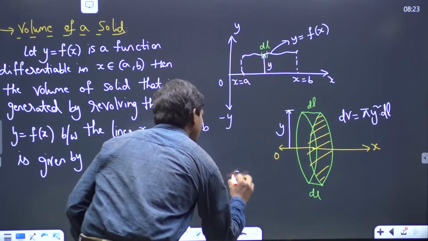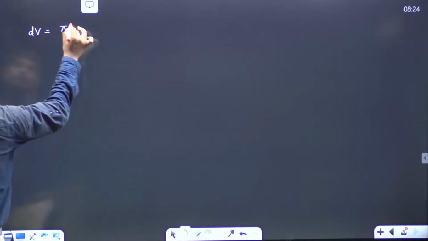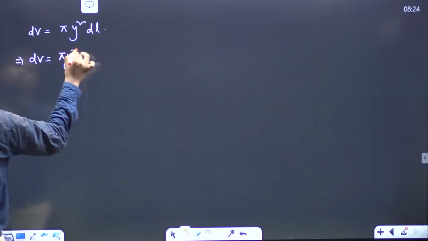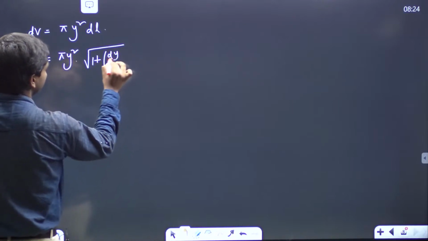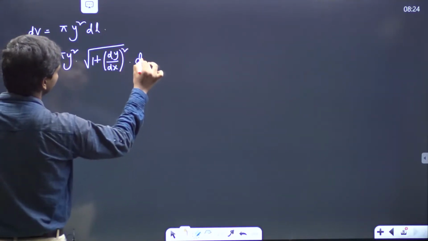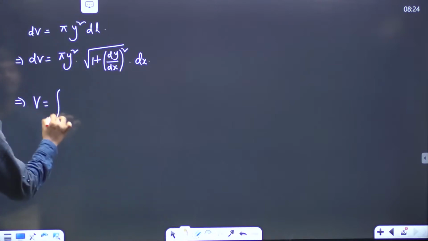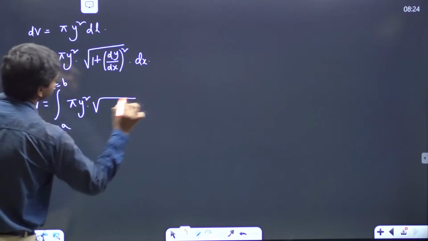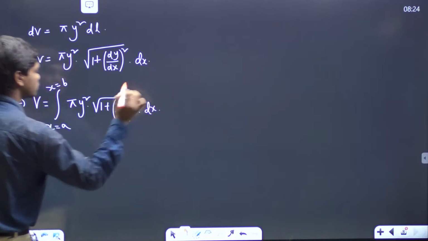So if dV is equal to pi y square dl, let us see what's the expression for total volume. This implies dV is equal to pi y square into, in case of dl, we can write square root of 1 plus dy by dx whole square into dx, correct? Because for dl, this is the expression that we attained. So now if you want the complete volume, this should be integrated from x is equal to a to x is equal to b, pi y square into square root of 1 plus dy by dx whole square into dx, correct?